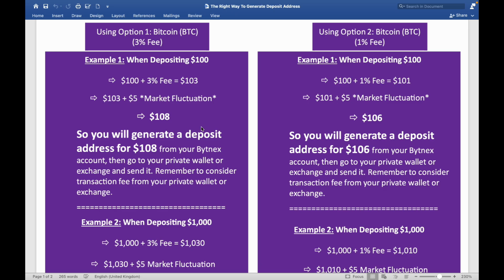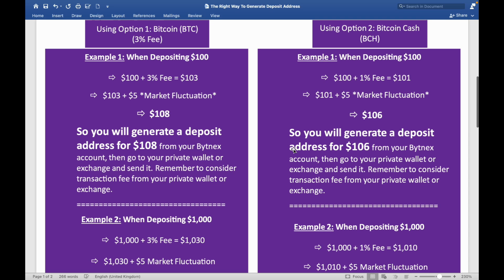Okay, so if you wish to join Bytnex today and you want to deposit your $100, add extra $8 on top of it. Okay, and then you now go to your private wallet or exchange and send the money. Now remember to consider the transaction fee as well from your private wallet or exchange that you are sending it from.